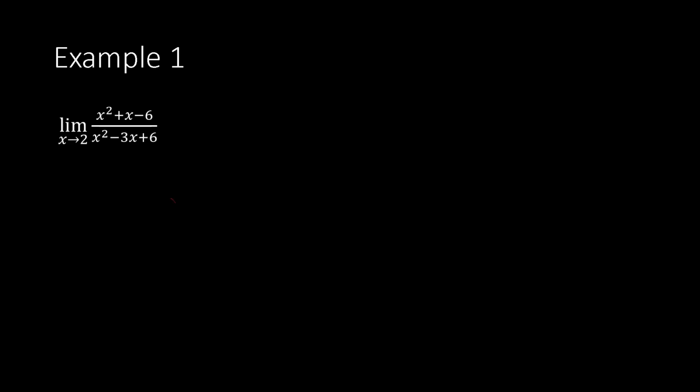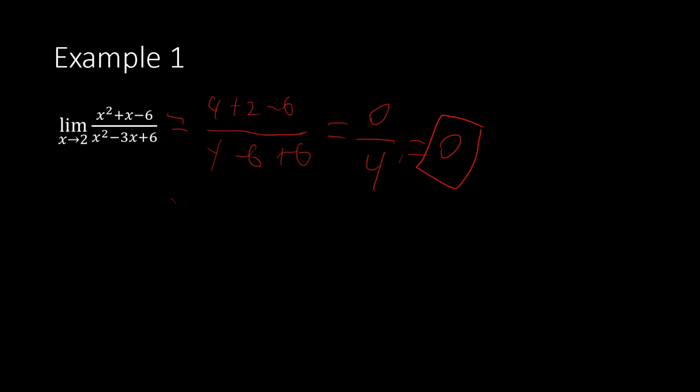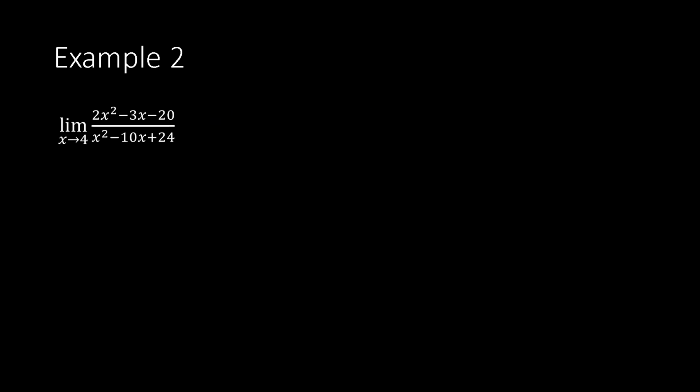Okay, so here's our first example. So the first step you're always going to want to do is to just plug in the x value here. So the limit as x goes to 2, 2 squared is 4, plus 2 minus 6 over 4 minus 6 plus 6. Okay, so this top is going to be 0, this is going to be 4. Now this is not an indeterminate form, this is just 0. So this means that we already solved the limit. That's all we have to do. That's our whole answer. However, that's not always going to be the case.